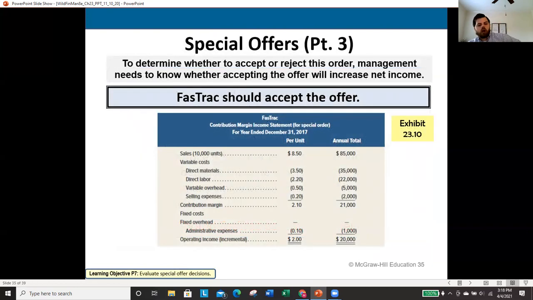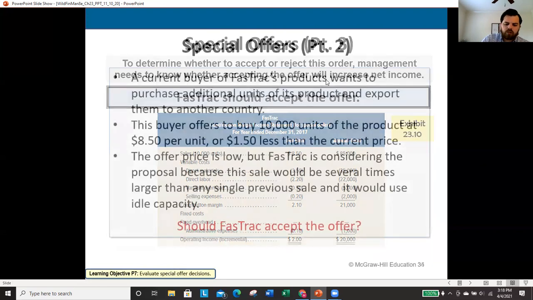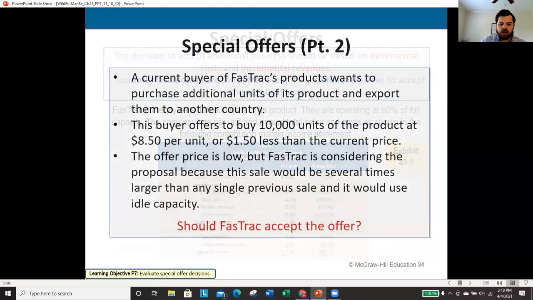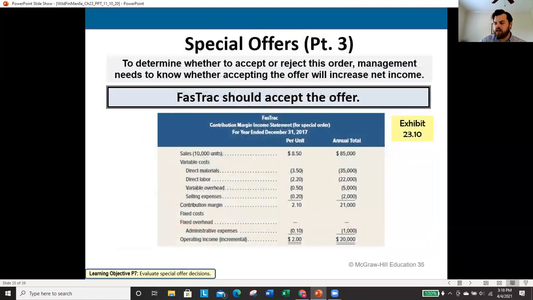Well, in this case, to determine whether to accept or reject this order, management must know whether accepting the order will increase income. So in this case, we look, well, if I sell the 10,000 units at $8.50, that generates a total additional sale of $85,000. You'll notice that my variable costs are similar to what we saw before. The 3.50, the 2.20, all those pieces, right? All that is staying the same.